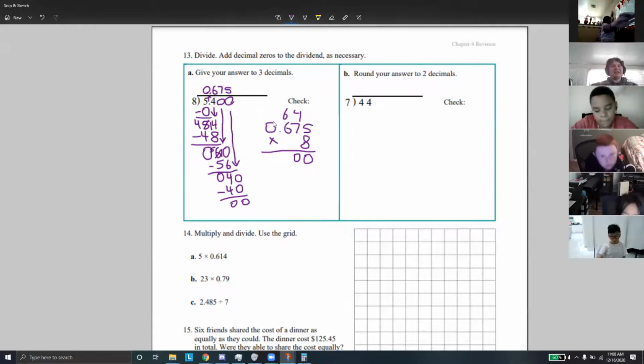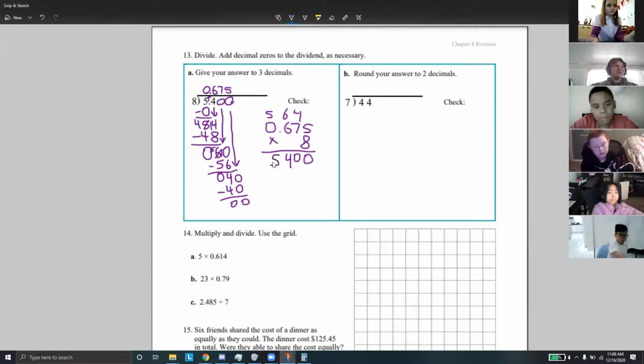48 plus 6 is 54. 8 times 0 is 0, plus 5 is 5. And then we have 3 numbers after the decimal here, so we should have 3 numbers after the decimal in our answer. I did something wrong.